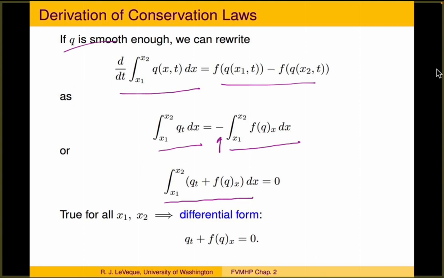And now, because this should be true for any x1 and x2, which are just any two arbitrary points along the pipe, and if we have conservation everywhere, then this integral should vanish for all choices of x1 and x2. And so again, assuming things are smooth enough, that implies that the integrand itself must vanish. And so we come up with this differential form of the conservation law, that dq/dt plus the x derivative of the flux f of q is equal to 0.